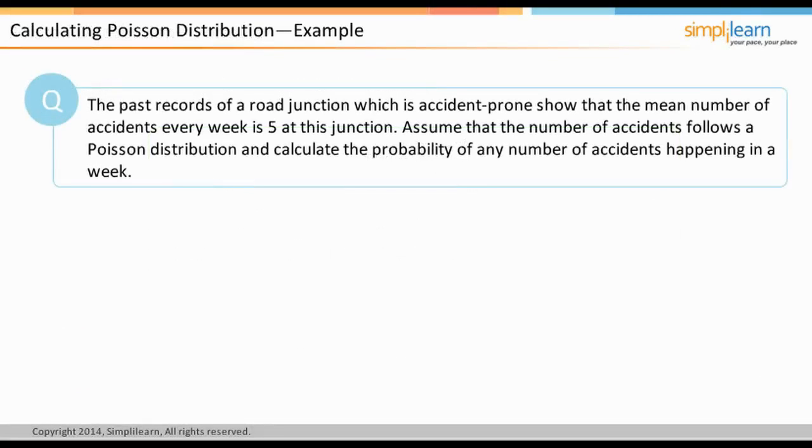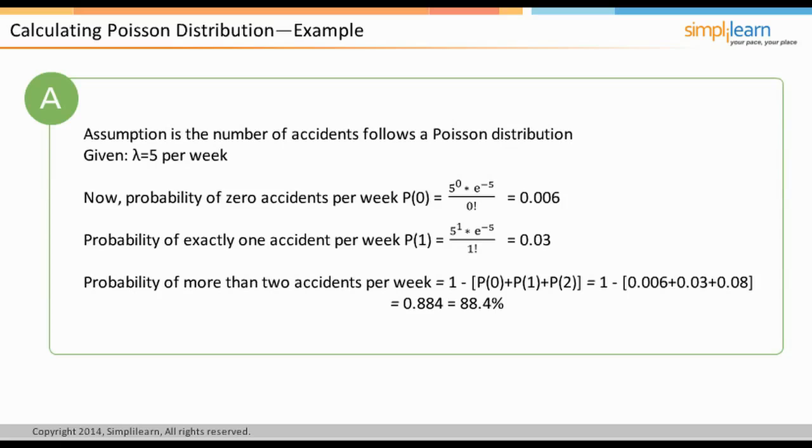Let us look at an example to calculate Poisson distribution in the next screen. The past records of a road junction which is accident-prone show a mean number of 5 accidents per week at this junction. Assume that the number of accidents follows a Poisson distribution, and calculate the probability of any number of accidents happening in a week. Click the button to know the answer.